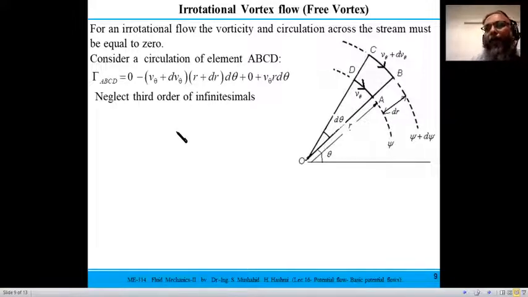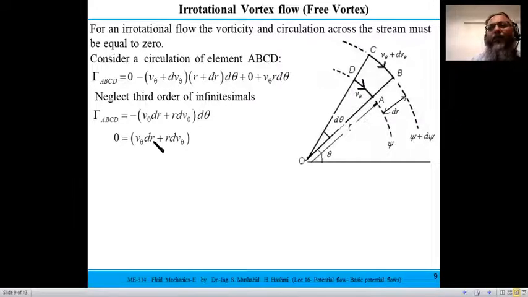If you multiply these, because dv theta is a small number, dr is a small number, and d theta is a small number, all these small quantities multiplied together can be ignored. So if I ignore the third order of small quantities, then I end up with this expression. And from the knowledge of the product rule, if you look at the derivatives, this thing would be your circulation, supposed to be 0 if it is an irrotational flow. So the circulation is 0 for this element.